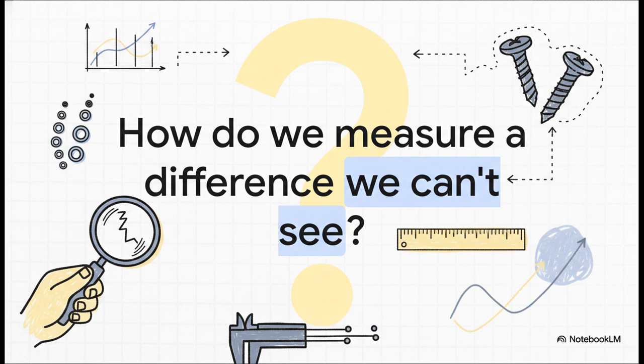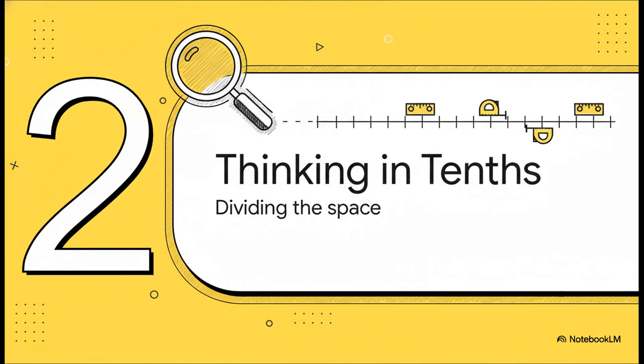This leads us to a really fantastic question. If your eyes can't see a difference and your tools can't see it either, how do you measure it? How do you even give a name to that tiny, invisible space that makes one screw fit and the other one fail? The answer is so elegant in its simplicity. We just have to zoom in. We need to invent smaller units of measurement by dividing up that space between the numbers we can already see.